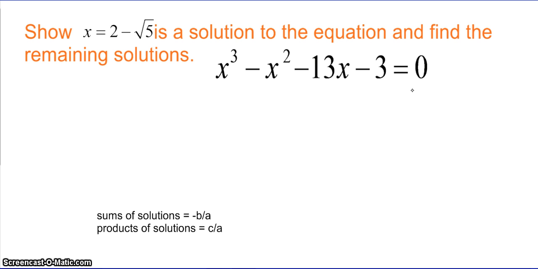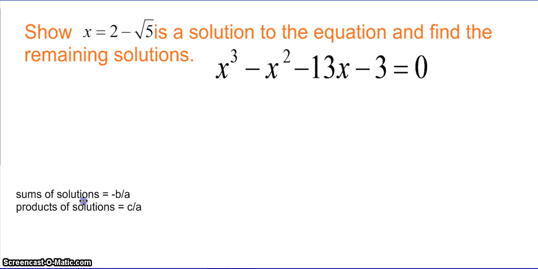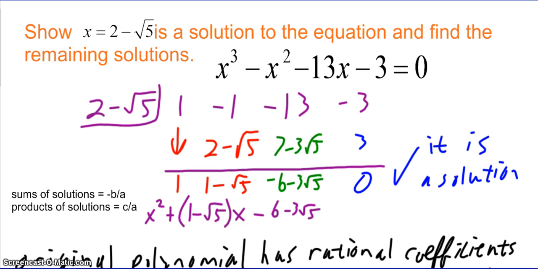Some hints down here that might help you is recalling that the sum of solutions is the opposite of b over a when we're talking about a quadratic equation, and the product of solutions is c over a. So pause the video, show that this is a solution and find the remaining solutions, and then unpause it when you're ready to check your work.